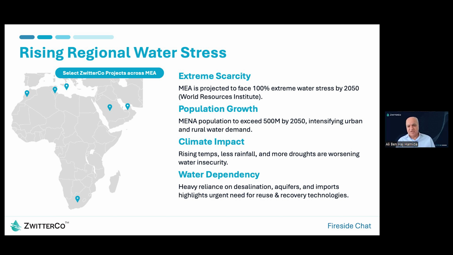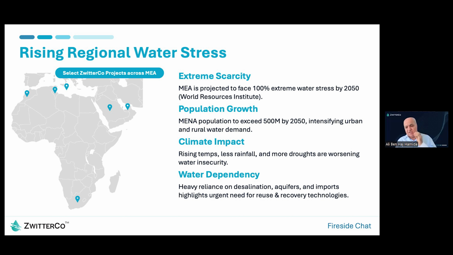Also, rapid urbanization, particularly in major cities such as Cairo, Riyadh, and Dubai, further increasing the demand for water and increasing the strain on existing water sources. Furthermore, climate change is greatly intensifying water insecurity throughout the region. Higher temperature, reduced rainfall, and more frequent droughts are all worsening the severity of the water stress.